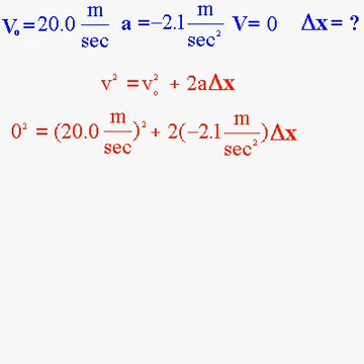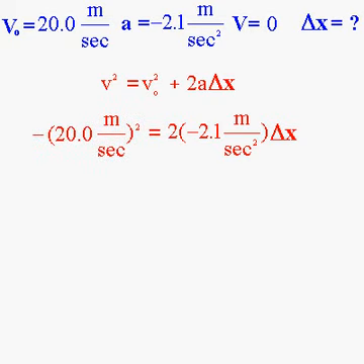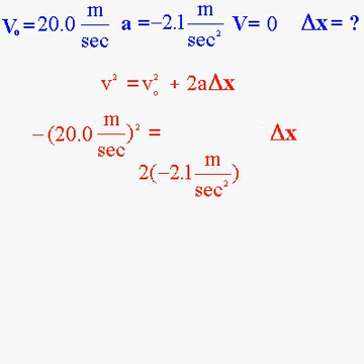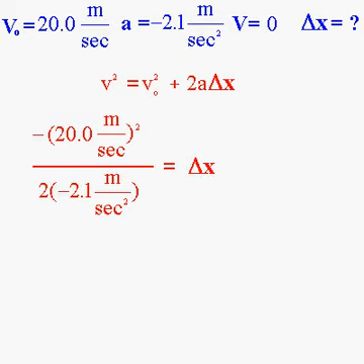Let's subtract 20.0 meters per second quantity squared from both sides of the equation. If we do that, it disappears from the right-hand side of the equation and appears as a negative on the left-hand side of the equation. Alright, now we have to divide both sides by 2 times negative 2.1 meters per second squared. When we do that, it disappears on the right and appears in the denominator of the left-hand side of the equation. So now we have an equation for delta x.